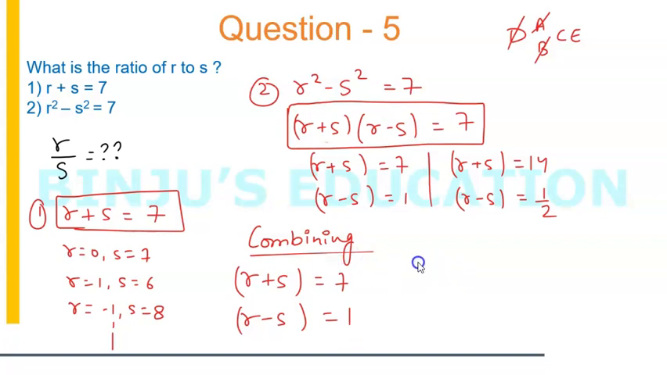You can add the two equations. You will get twice R is 8 because positive S and negative S will cancel out each other, which means R will be equal to 4, which means S will simply be equal to 3. So R by S will simply be equal to 4 by 3. So you do have a conclusive answer when you combine both these statements.